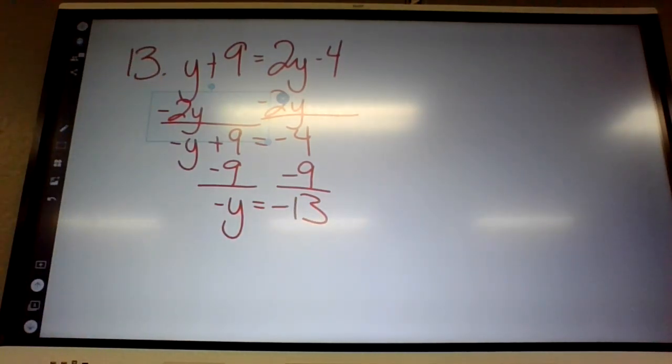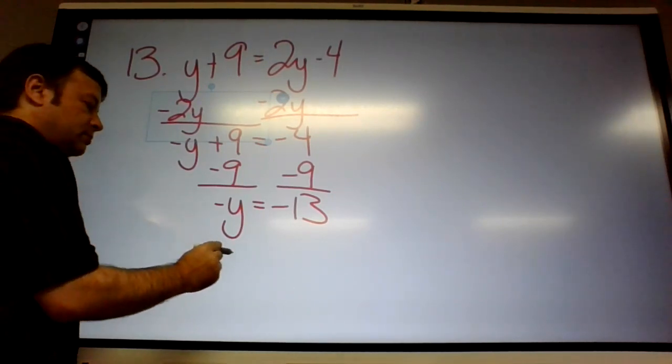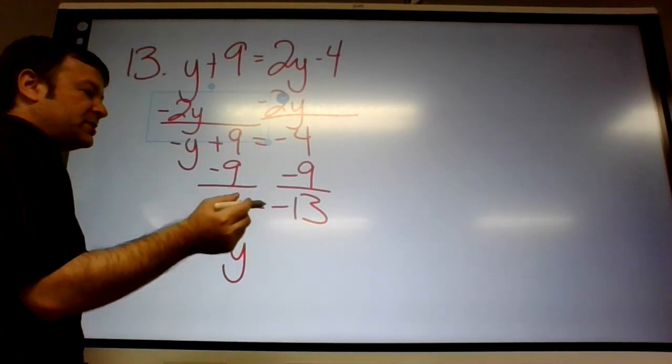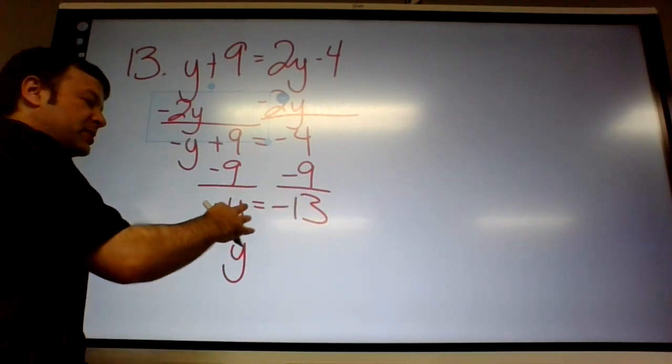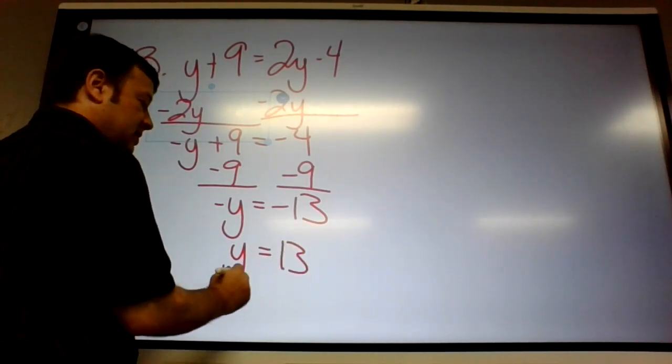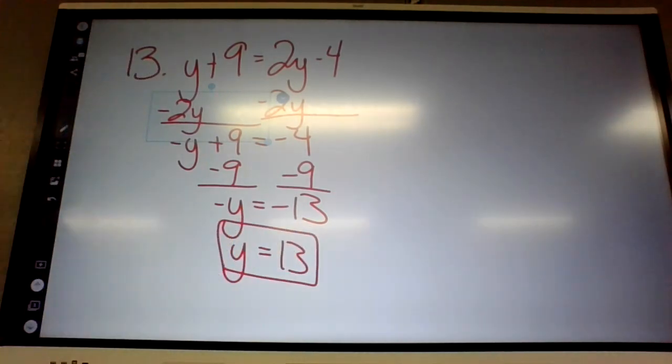So if negative y equals negative 13, what would y equal? 13. It's kind of like, we talked about this yesterday, I think. Divide by negative 1 on both sides, it just turns it into positive y equals positive 13. You switch the signs.